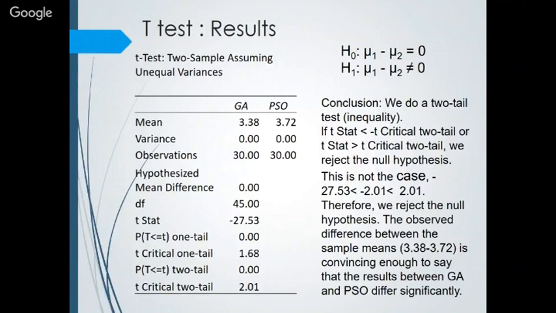In this case, our rejection region is less than minus 2.01 and greater than 2.01. Suppose our t value comes in between these two, then we have to accept the null hypothesis. Then we will say that there is no difference.